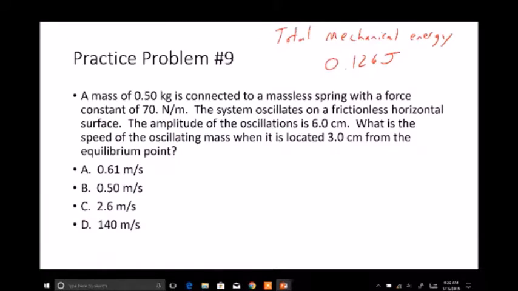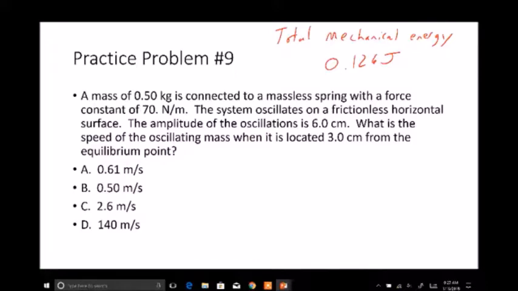All right, practice problem 9 looks very much like practice problem 8. This time, though, it says the system oscillates on a frictionless horizontal surface, same amplitude as we had in practice problem 8, 6 centimeters. We want to know what is the speed of the oscillating mass when it is located 3 centimeters from the equilibrium point.